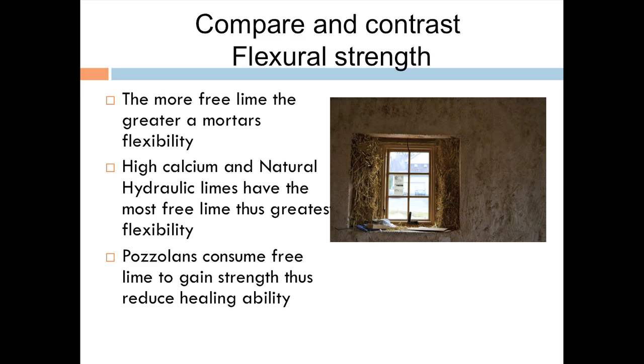So with flexural strength, the more free lime, the greater the mortar's flexibility. High calcium limes and natural hydraulic limes have the most free lime, thus the greatest flexibility when compared to, say, a slag cement, which is basically pozzolans and cement mixed together. It also reduces the self-healing ability, because that free lime is being consumed.